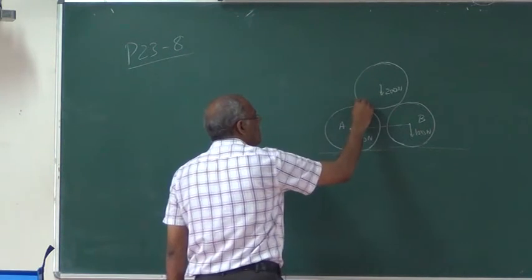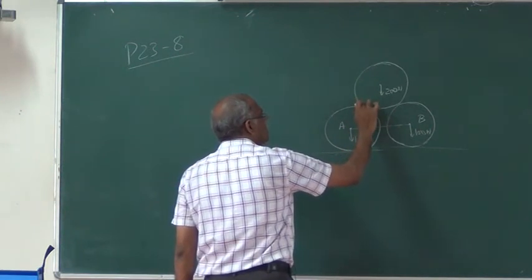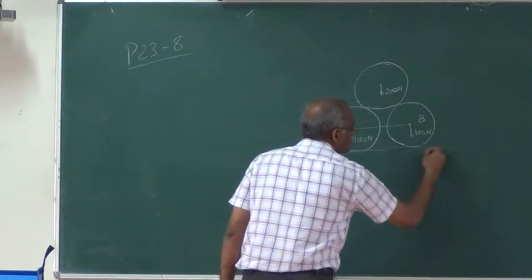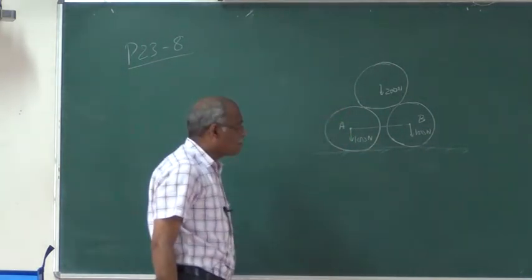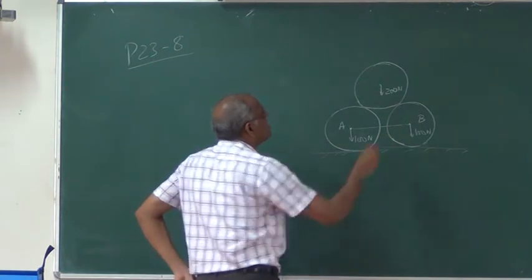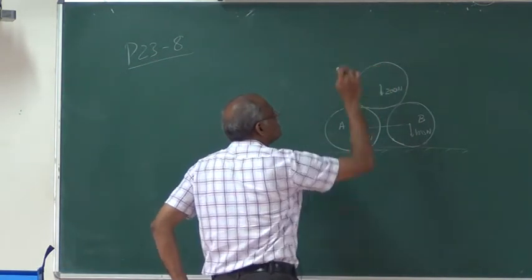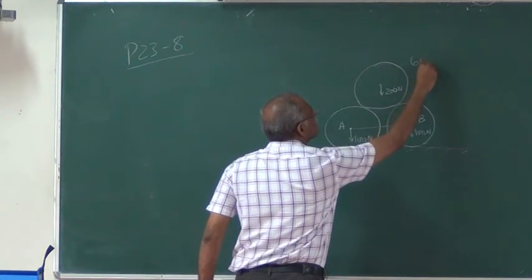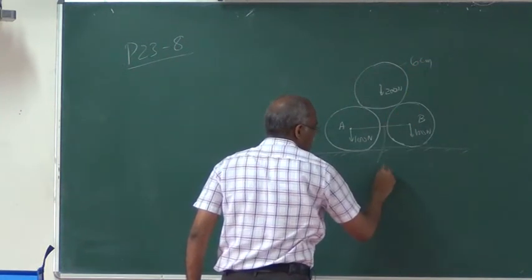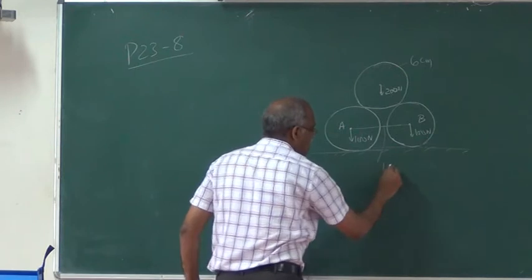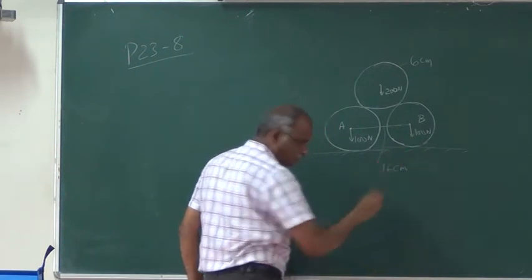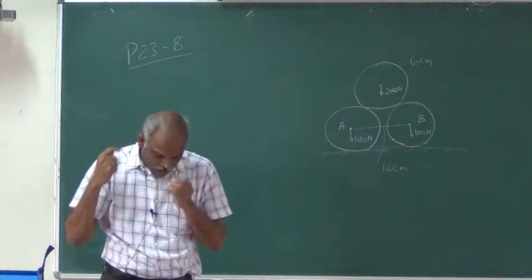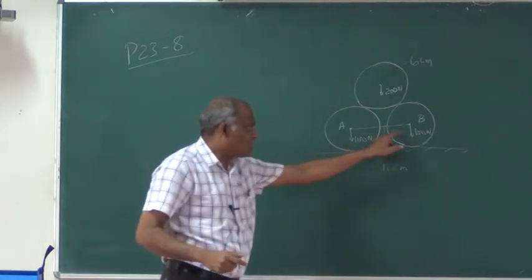And the rollers or the cylinders are considered to be smooth. Now the radius of each one is given as 6 centimeter and the string length is given as 16 centimeter. Now you have to find out what is the tension in the string.